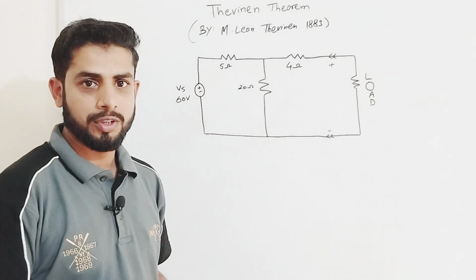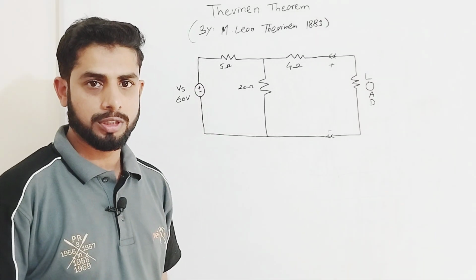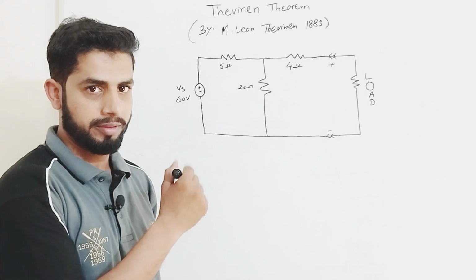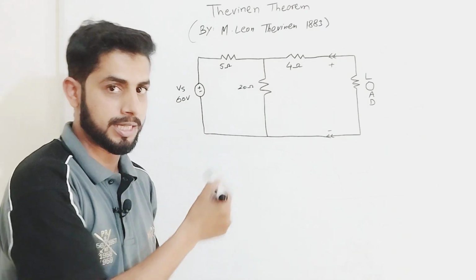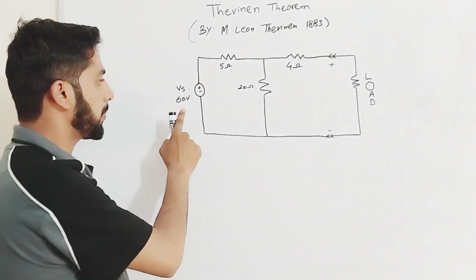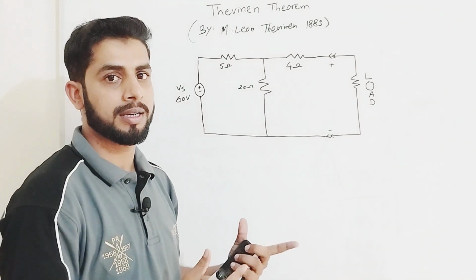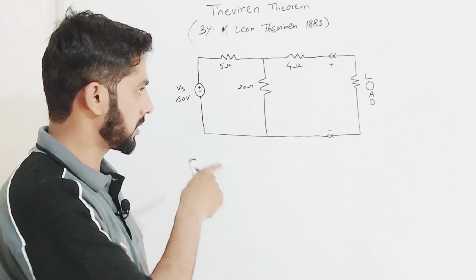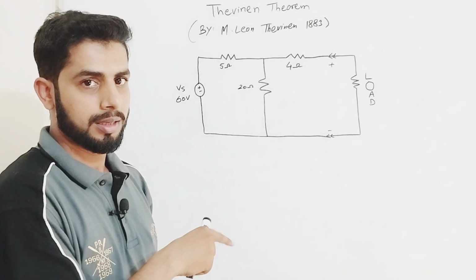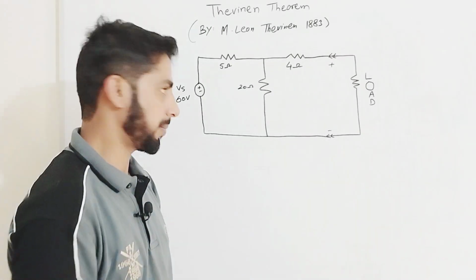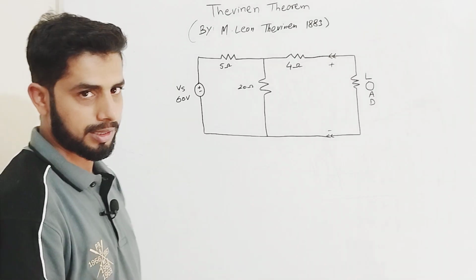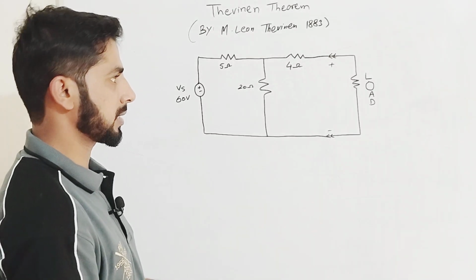Hello guys, in this video I would like to explain how to solve Thevenin theorem based examples having independent voltage sources. So what is the idea behind Thevenin voltage derivations, and how and where they are implemented in linear circuits as well as in complex circuits.